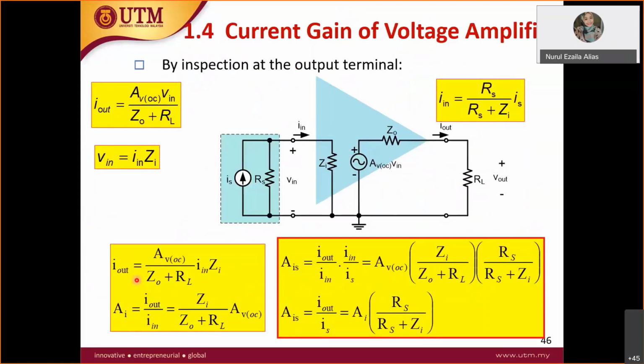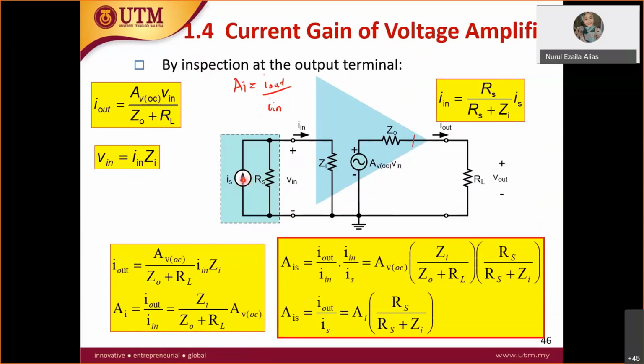Just now was voltage gain. Now we have current gain. Same as before, current gain is I out over I in. So it is the same thing, you are manipulating the equation.